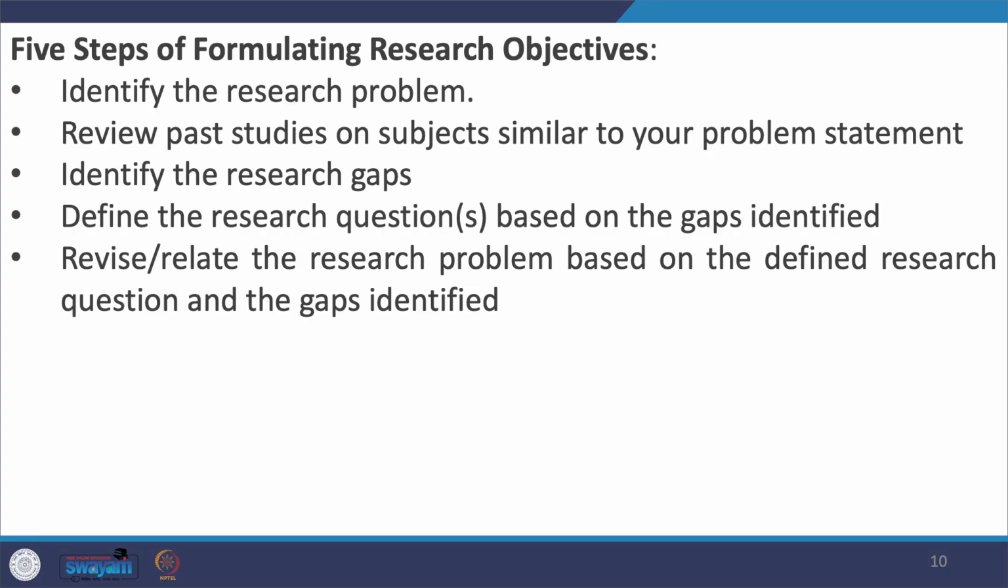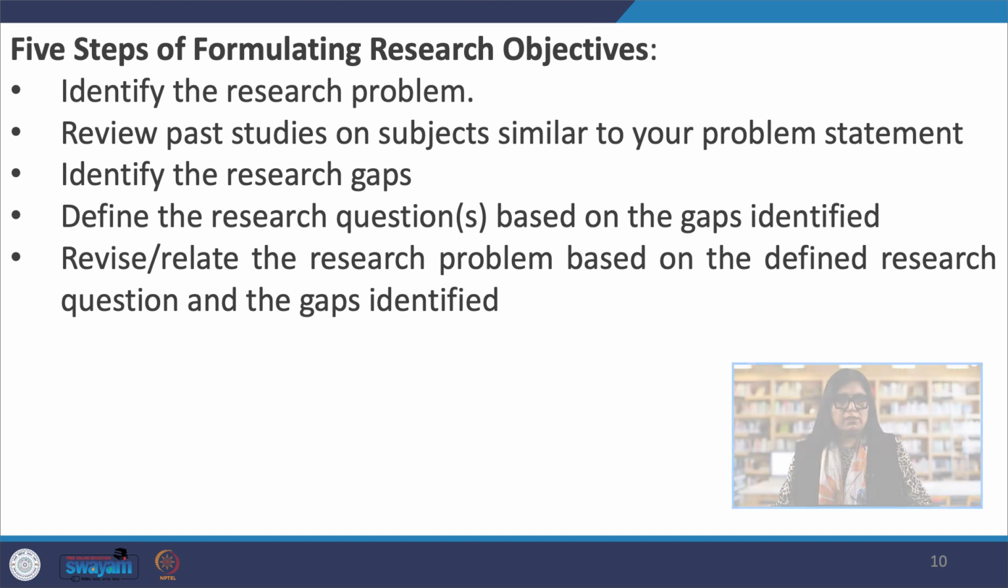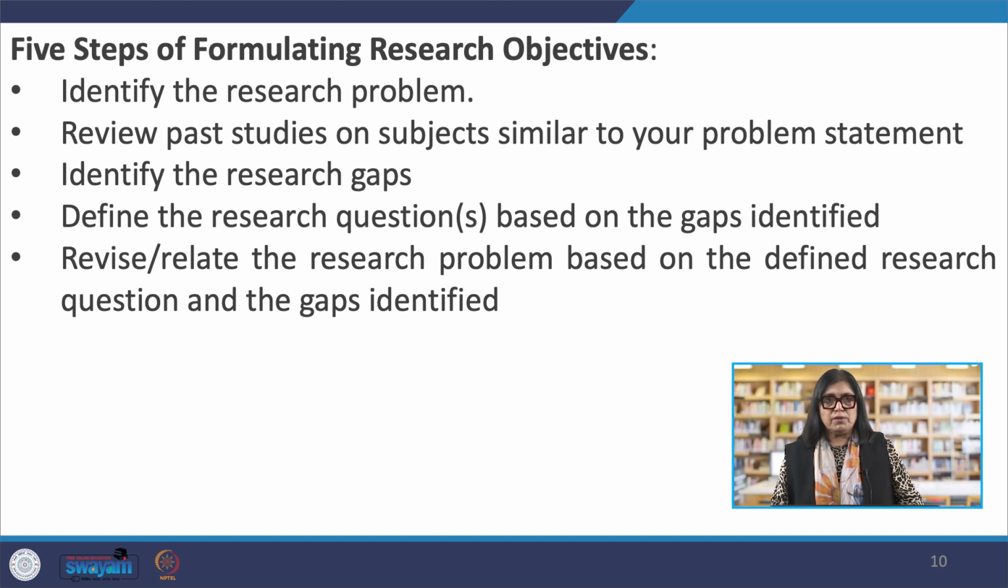Formulating research objectives has 5 steps which could help the researcher develop a clear objective. First, identify the research problem, review past studies on subjects similar to your problem statement, identify the research gaps the current study should cover based on your literature review, define the research question based on the gaps identified, revise, relate the research problem based on the defined research question and the gap identified, identify and write general and specific objectives, incorporate the objectives into the study.